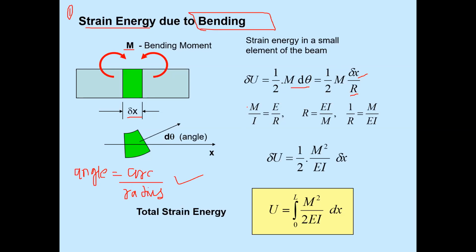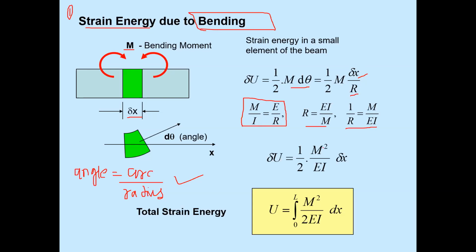From the pure bending theory you have read in your solid mechanics course, the bending equation gives M by I is equal to E by R. Here if we take the value of R, R goes to this side, EI upon M will be the value of R. We need to determine the value of 1 by R. So 1 by R is M upon EI.